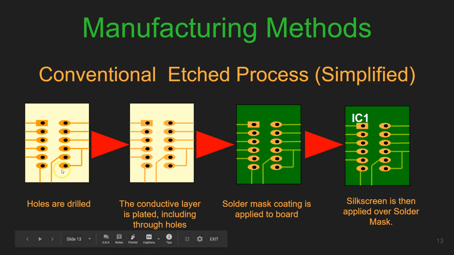So here you can see you will drill the holes and then the conductive layer is plated, including the holes. And then here you can see the solder mask has been applied. And this is the silk screen, which is basically used for labeling. It has been placed here. Now going on to the next slide.